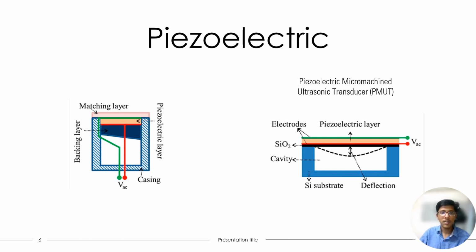On the right, we see a piezoelectric micro-machined ultrasonic transducer. They are constructed using silicon wafers and thin film piezoelectric materials. They offer several advantages over traditional piezoelectric transducers, including higher sensitivity, lower power consumption, and compatibility with microelectronic circuits.